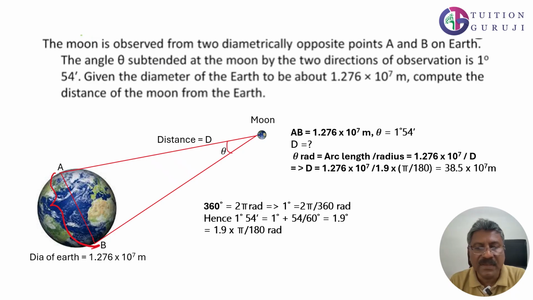So the length is 1.276 into 10 raised to 7 divided by, we have calculated that degree in radians, 1.9 into pi by 180. That means you will get 38.5 into 10 raised to 7 meters.